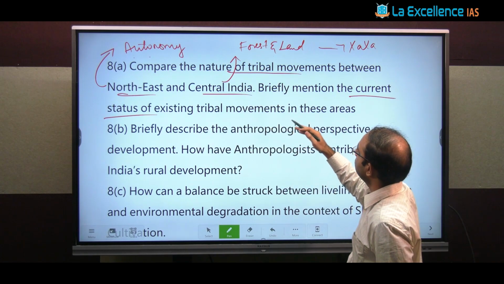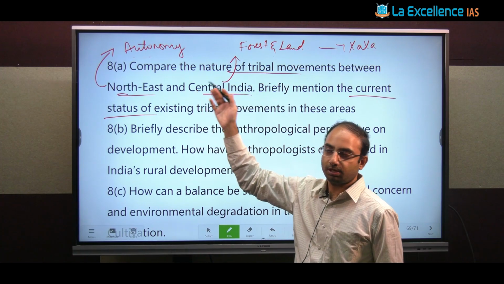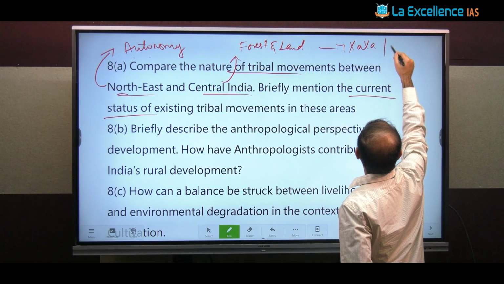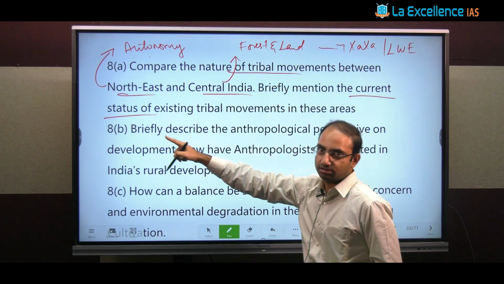In central India, the movements are largely land and forest based. Some are peaceful, some have taken to public protests, and others have also taken to left-wing extremism ideology. Left-wing extremism is not found in the Northeast. So that is the broad difference.